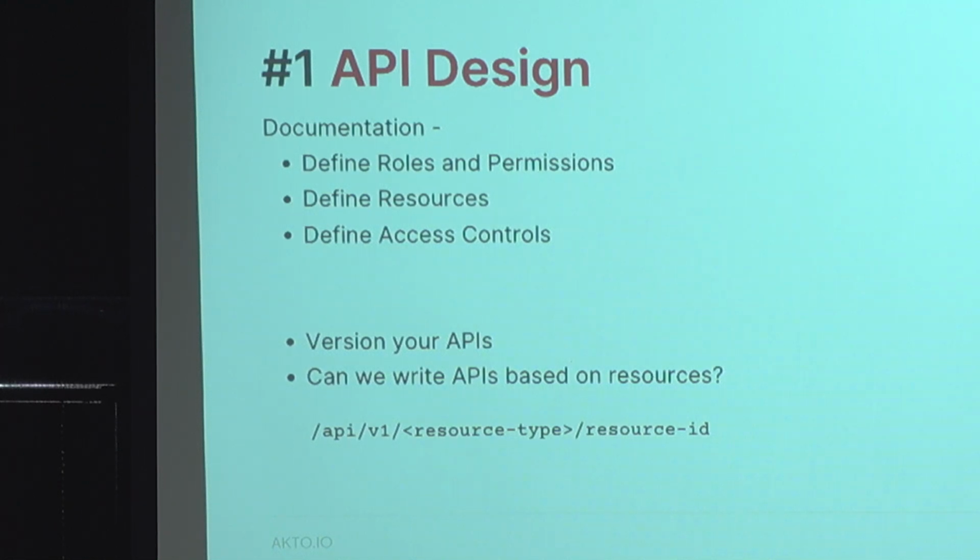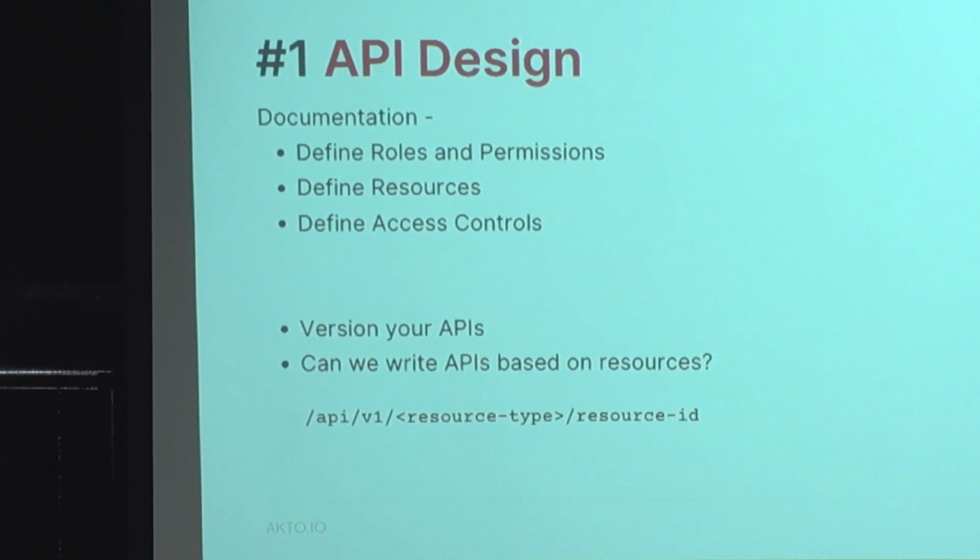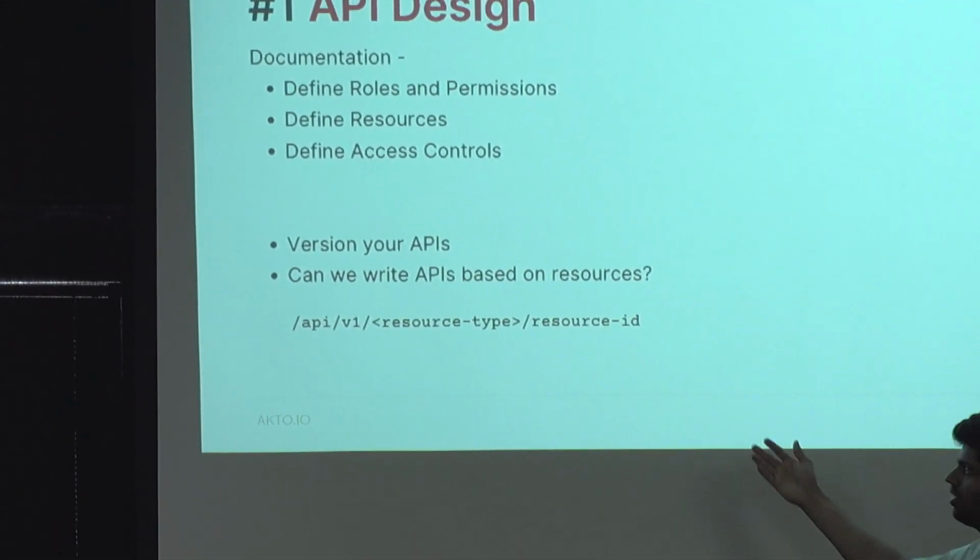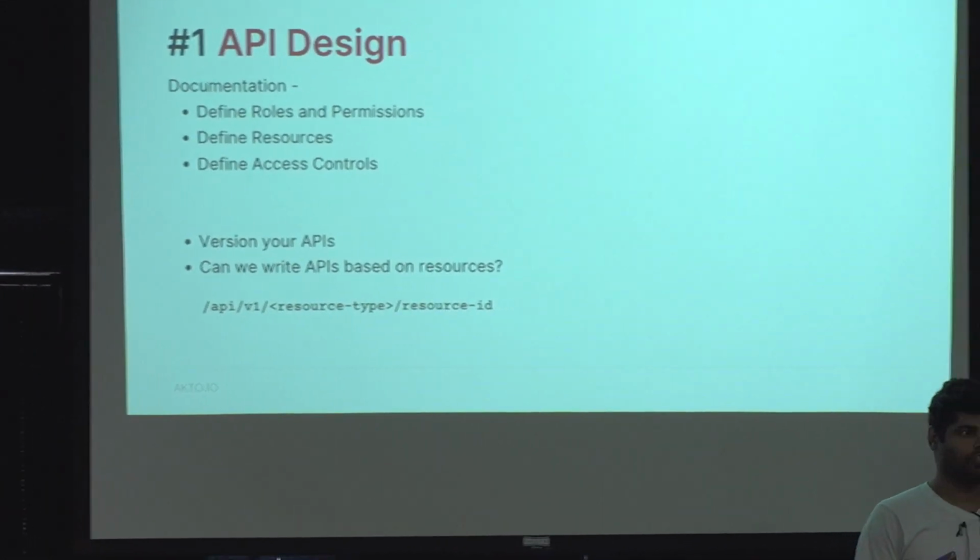And then you have access controls. What role can access what functionalities on those resources? Again, if you already have it, that's great. If you don't have it, it's worth investing time over here. Some good principles: always version your APIs and API releases. It's going to ease your process a lot if your APIs follow some sort of a pattern.